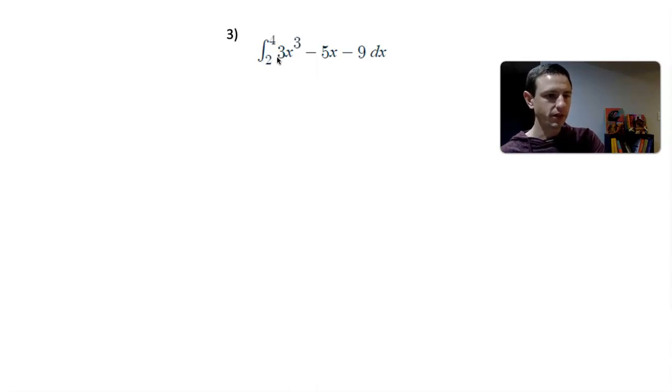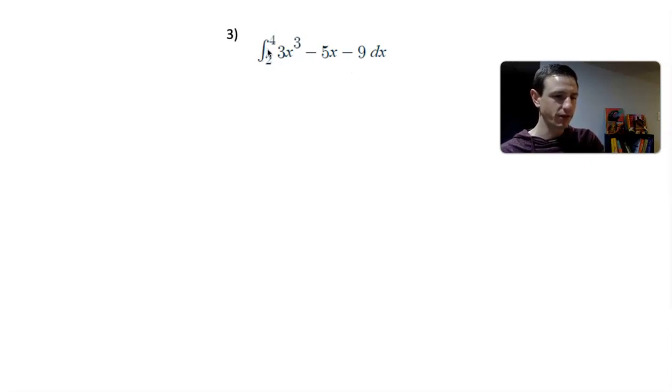In this example, we want to integrate from 2 to 4, the function 3x to the third minus 5x minus 9. So I have an idea that this is going to get pretty messy on the evaluation step. So first, let's just take it term by term. I want to take the integral of 3x to the third, the integral of minus 5x, minus 9. And what you could do is branch this into 3 separate integrals while evaluating all 3.